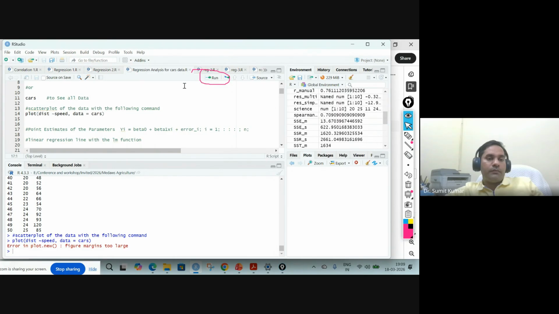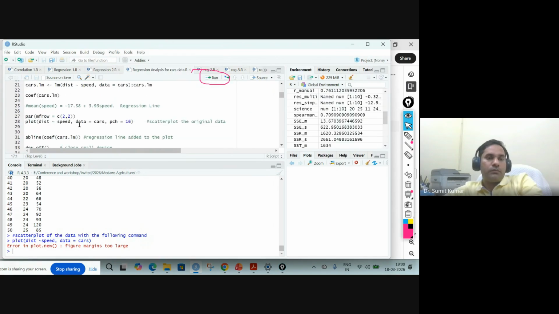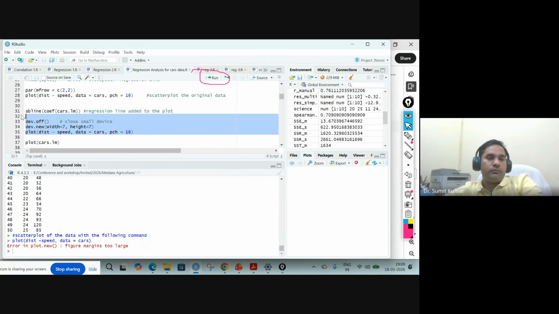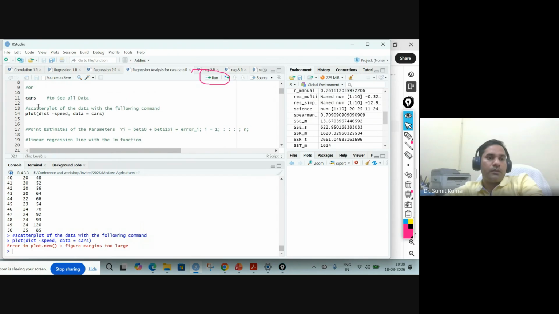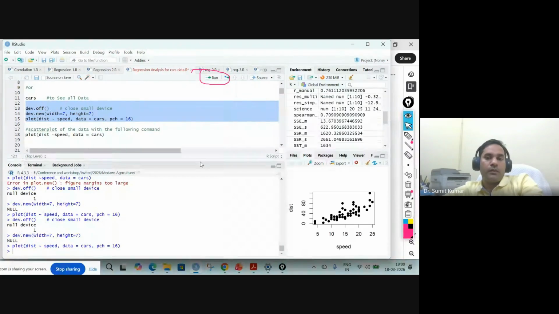If you want to clone this data, some issues are there. Yes. Just hold a second. Okay, you can see the plot here.